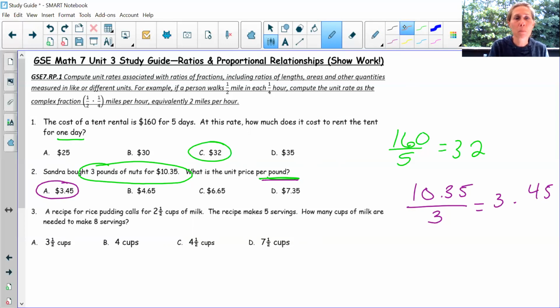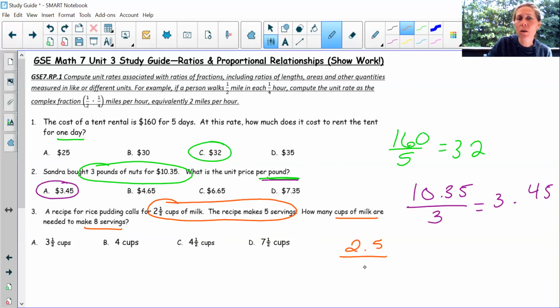All right, number 3. A recipe for rice pudding, yum, calls for 2.5 cups of milk. The recipe makes 5 servings. How many cups of milk are needed to make 8 servings? All right, so this is a proportion because I know the recipe calls for 2.5 cups of milk and it makes 5 servings. That's one recipe. All right, I want to know how many cups of milk are needed to make 8 servings. So I know 2.5. Now I'm just going to write that as 2.5.